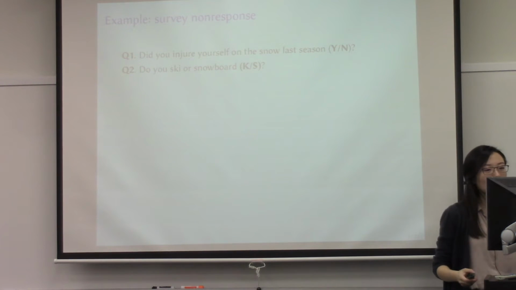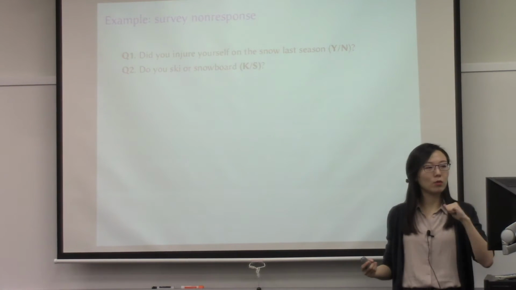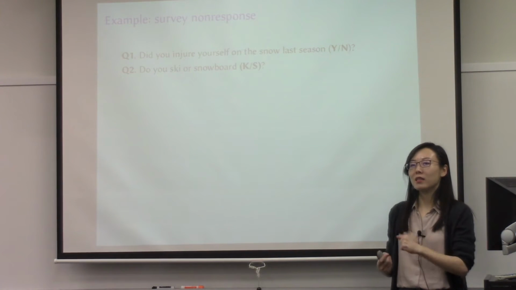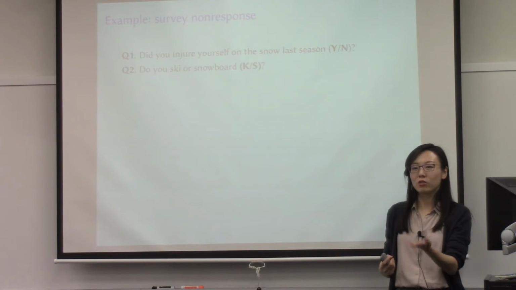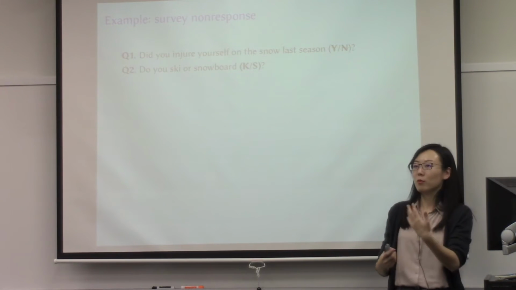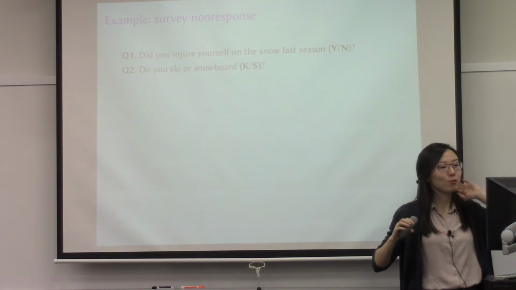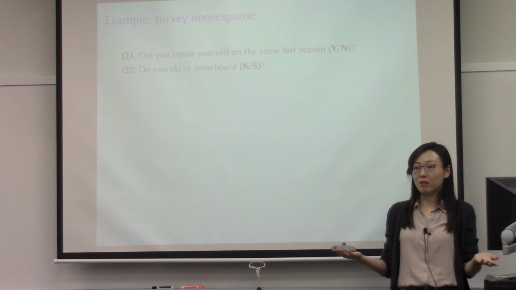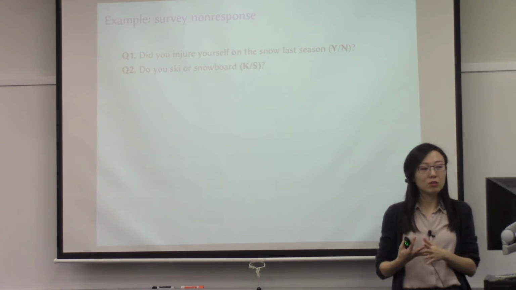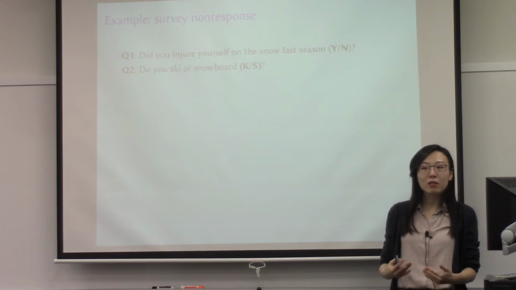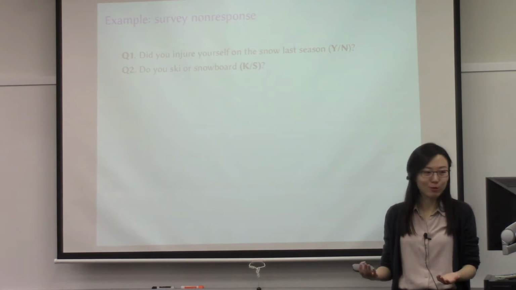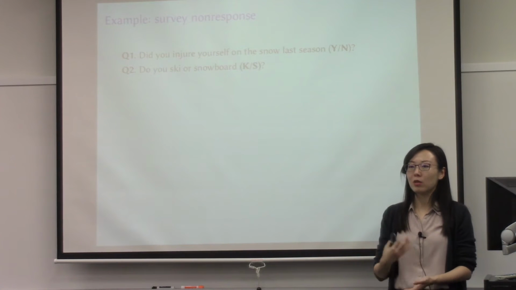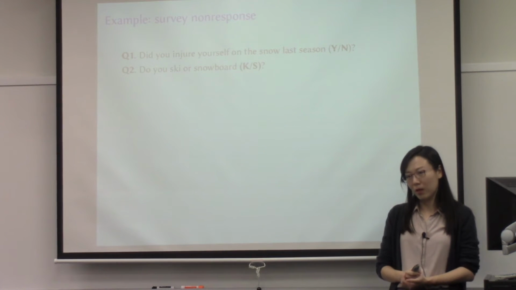One example that I would like to give you is a survey response that concerns 4 data points. Suppose I would like to ask you, in a survey, just 2 questions, each of which is binary. I'm a skier, which is why this example has skiing in it. The first one: did you injure yourself in the snow last season? And the second one: are you a skier or a snowboarder? I'm a skier myself. I think that snowboarders are usually more dangerous on the slope, which is why I might be interested in knowing the relationship between the injury rate and the type of snow sport that I play.